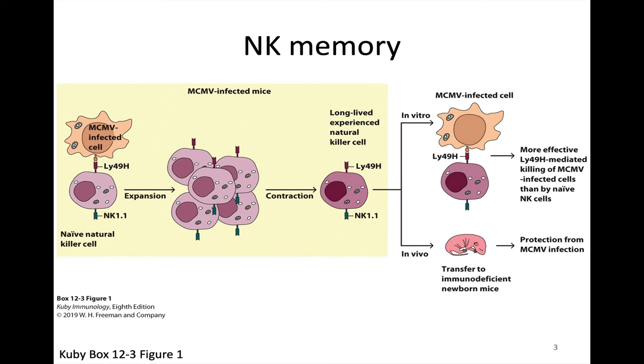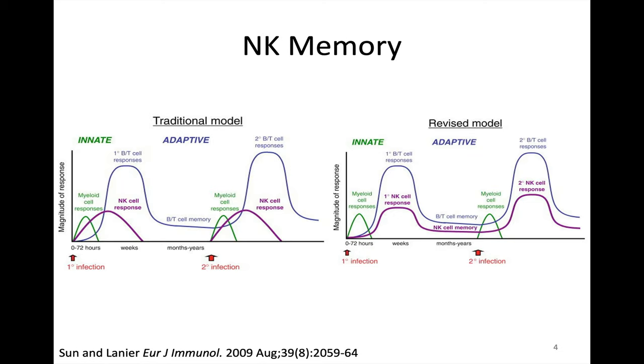And after that understanding, we started to realize that originally we thought of innate immune cells as making these nice early responses that were the same the first and second time one was infected with a microbe. But we've now realized that NK cells are actually making different responses the first and second time, and we do see this memory-like NK response.